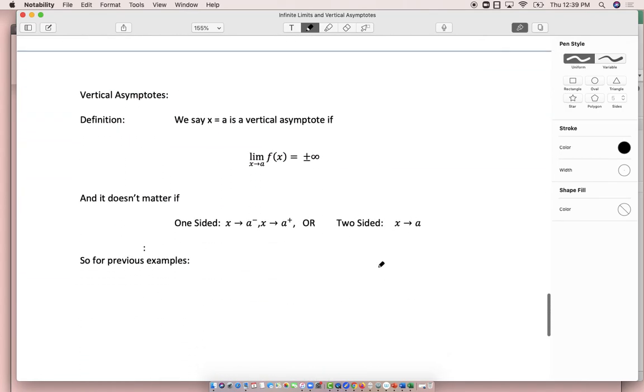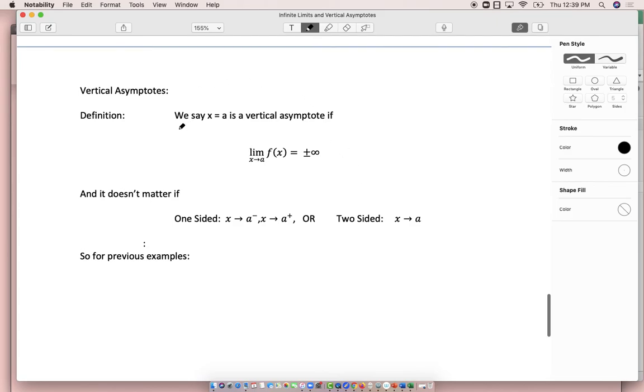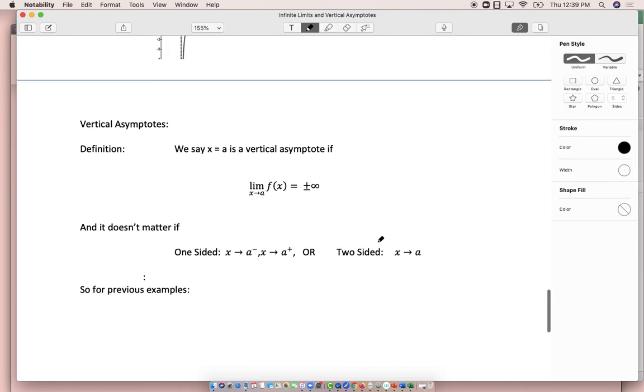And the last part in here is vertical asymptotes. We say x equals a is a vertical asymptote if the limit as x approaches a of this function is positive infinity or negative infinity. And it should be noted, it doesn't matter if we're looking at a left side, a right side, or both sides. In all scenarios, these would be considered vertical asymptotes.